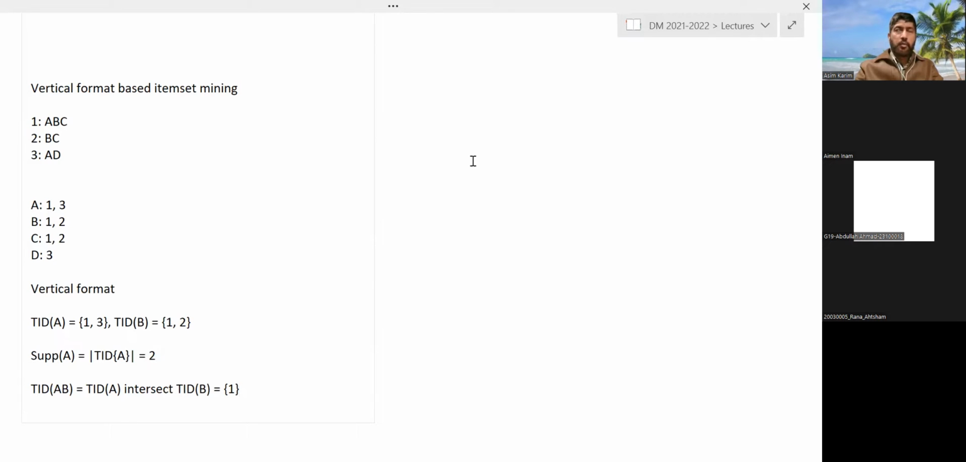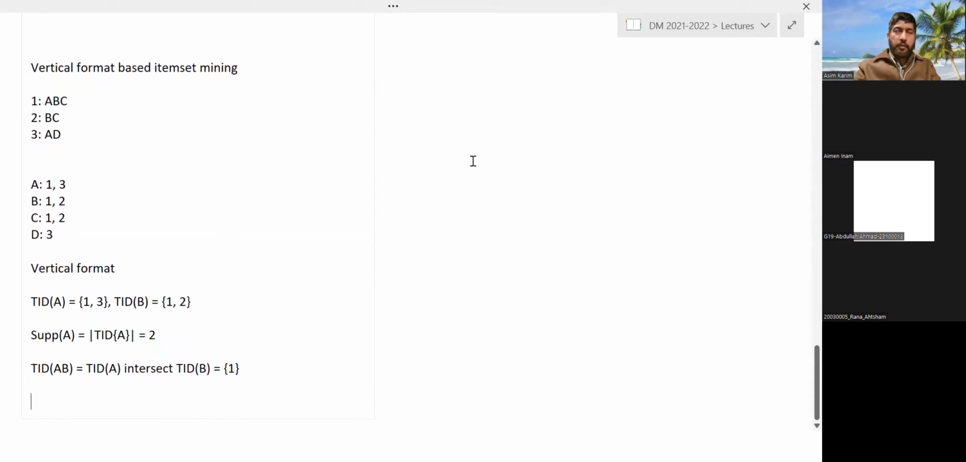Wait a second, I think it would be 2, maybe? AB does not appear... ABC, BC... wait a second, what was the example? A is 1, 3, and B is 1, 2. Okay, so AB is only 1, that is correct. So the first transaction has both A and B.